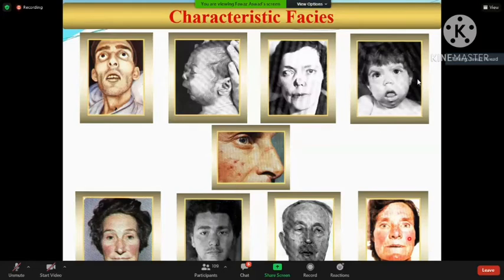Here the patient may have facial flushing due to the excessive serotonin secretion by the tumor cells. And this type of patient may have massive liver metastasis. Another face is what we call macrognathia.